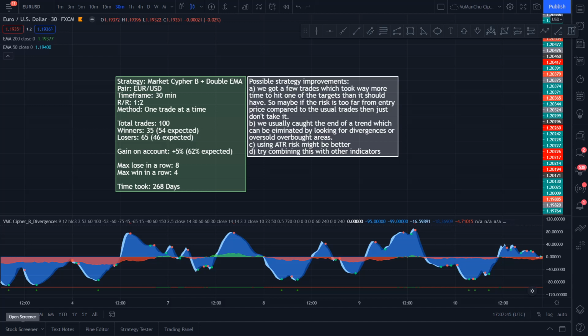And the last one is to try using other indicators combined with this strategy, because I don't think that this strategy as it is can give you consistent and reliable returns on your investment. And that's all for today.